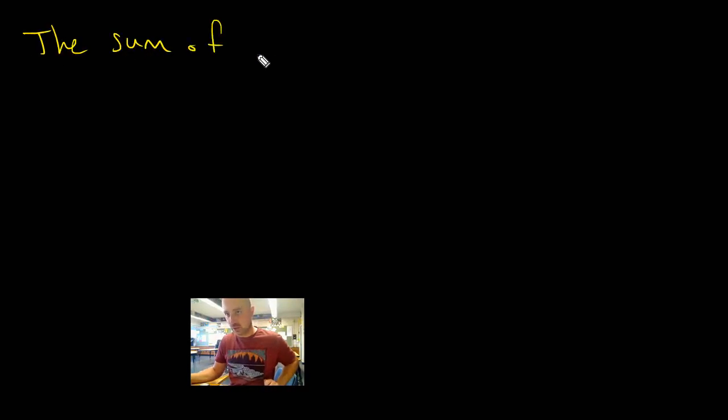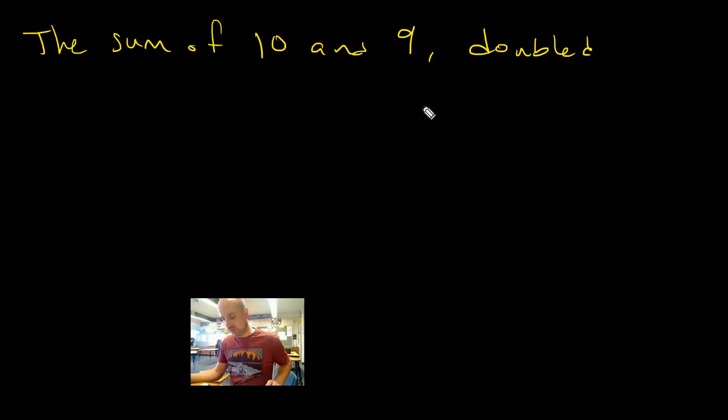Let's do a little bit of comparing just to make sure we're down. If I have something like this, the sum of 10 and 9 doubled. I like that. And then I also have, I'll put it down here, 2 times 10, and I'm going to add 2 times 9.